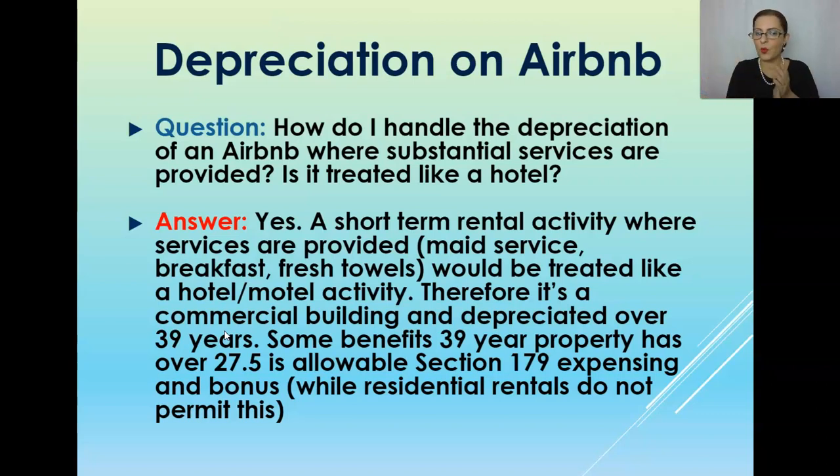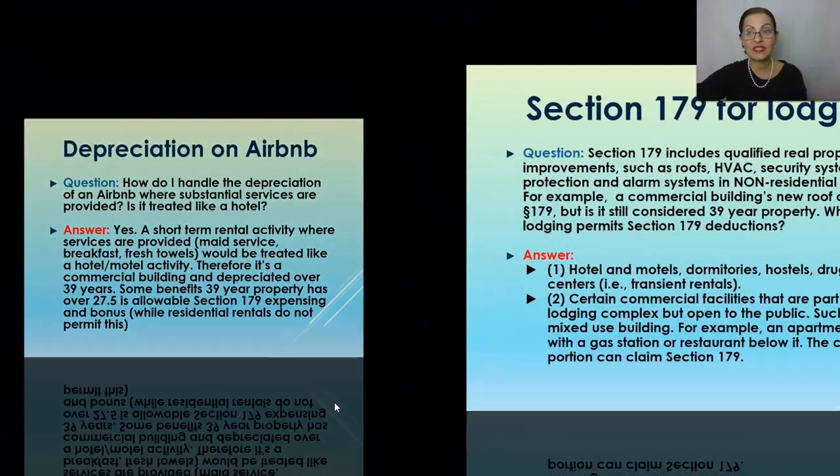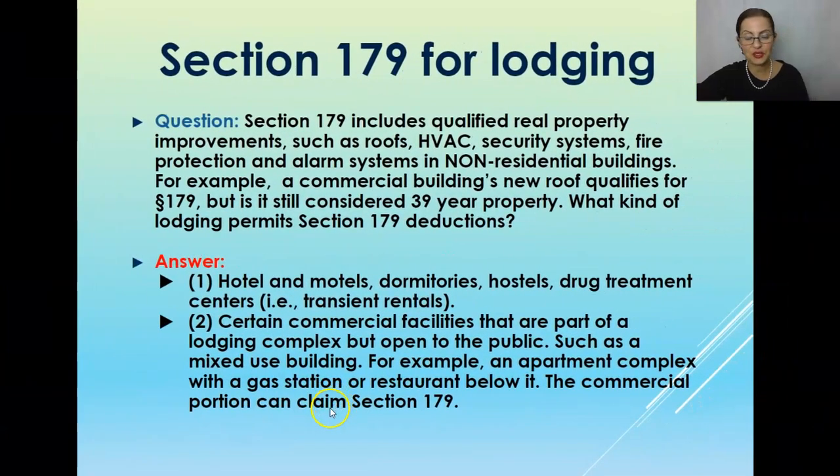Now, remember, one big advantage that 39-year property has over 27.5-year property is that you get Section 179 expensing and bonus sometimes, depending on the situation, while residential rentals do not permit this. Now, let's talk about some examples of this, because I know people always want examples.